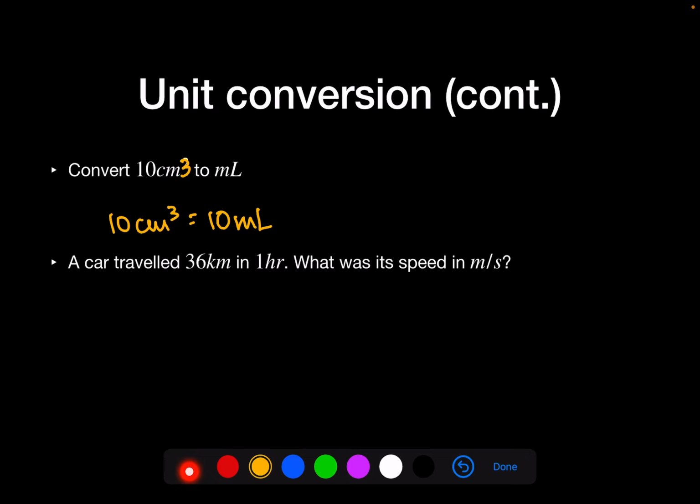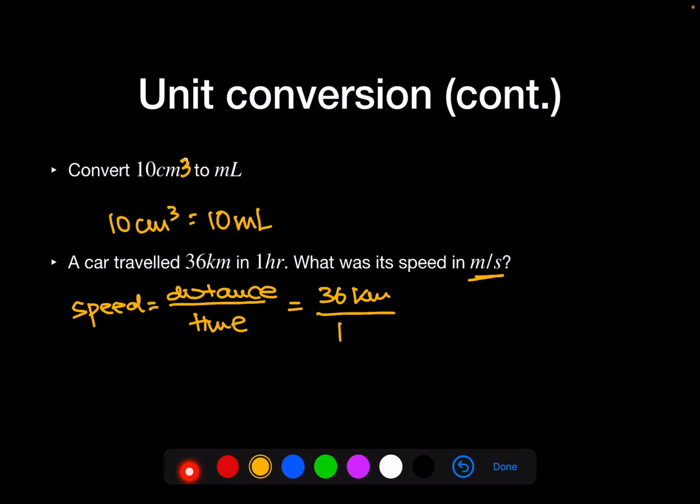And for our final question, a car travels 36 kilometers in 1 hour, and we want to find the speed in meters per second. So keep in mind that the final unit is meters per second. The formula to find the speed of an object is that speed is equal to the distance divided by the time. So in this case, our distance is just 36 kilometers, and our time is 1 hour. So we have 36 kilometers per hour. Now we want this in meters per second. So how do we do this?